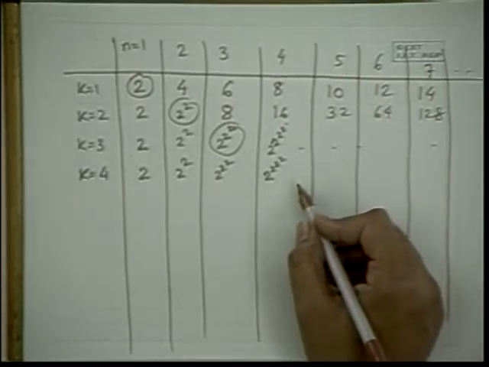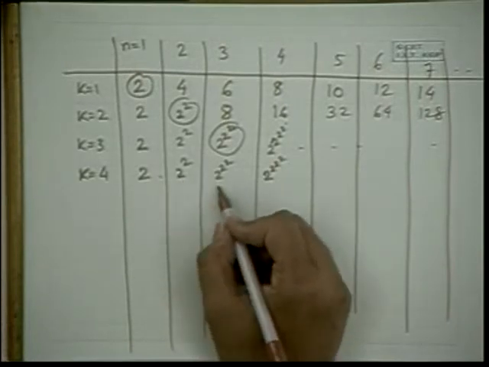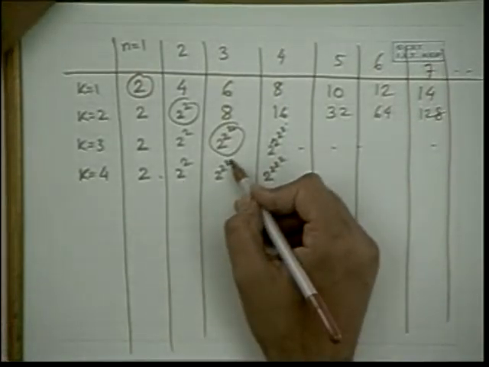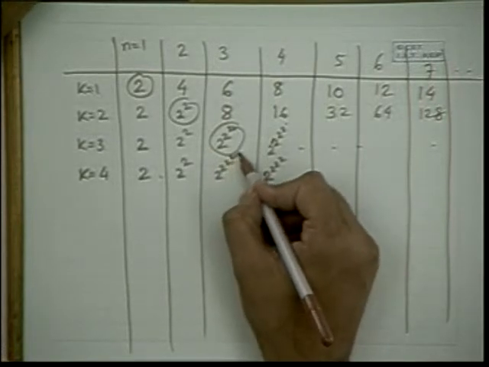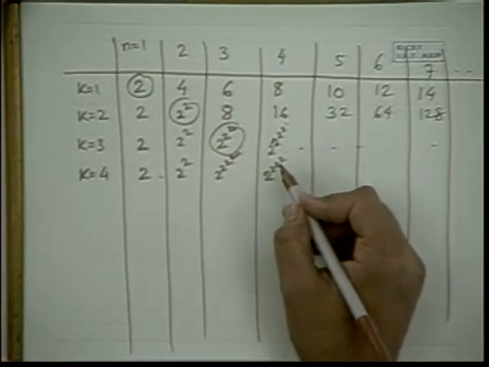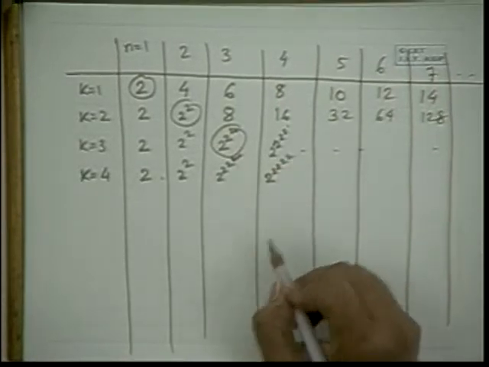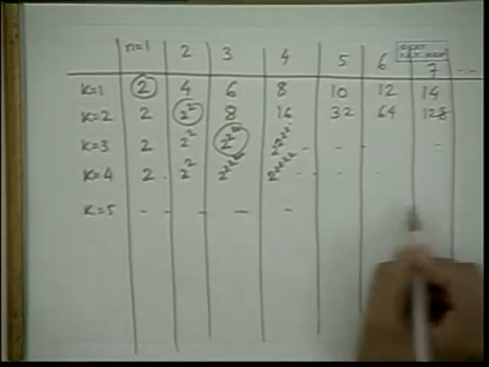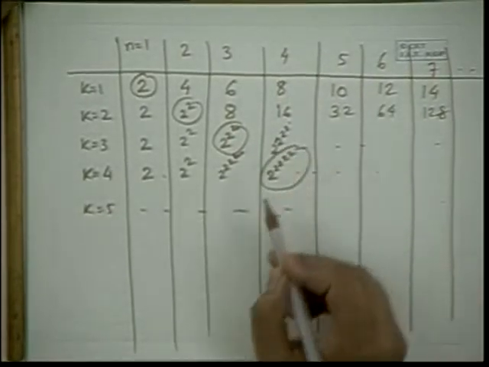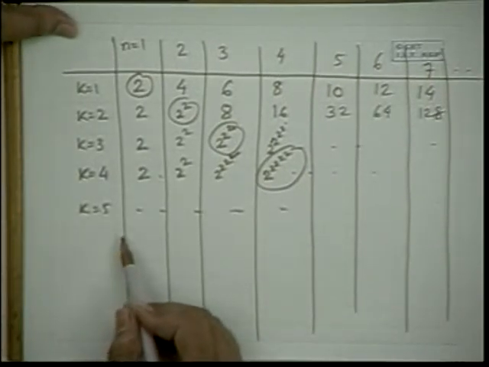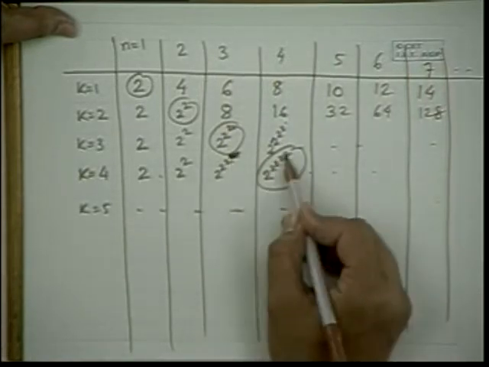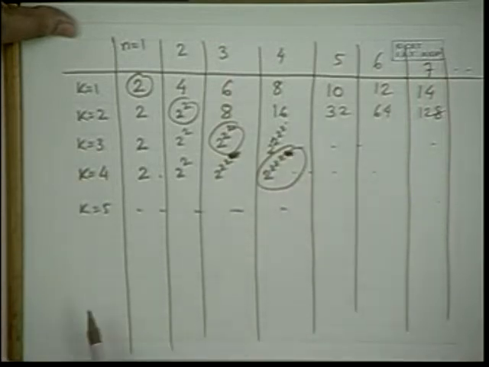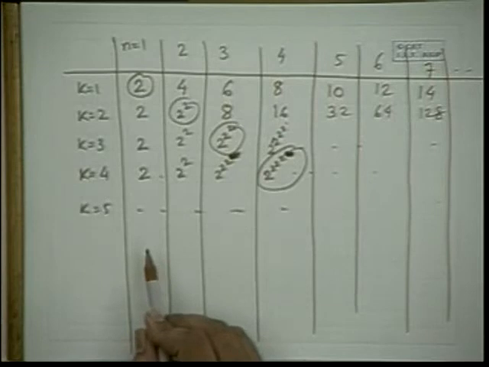K is equal to 4, 2, 2 square. So this one grows. Actually, this is another 2 here, and this becomes one more 2. It goes like this, and K5 becomes this. This is 4, this is 3. So now look at the diagonal elements.